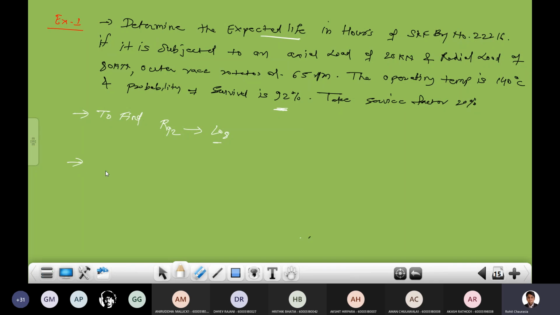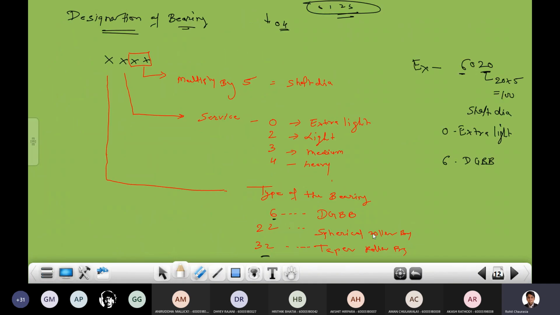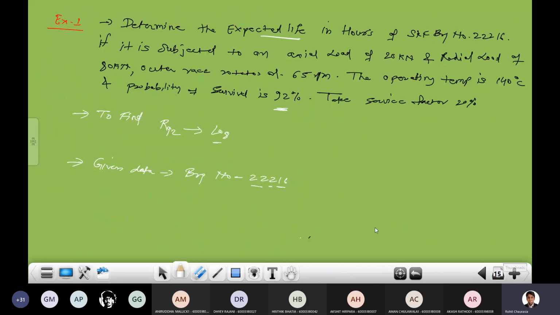If I go through the given data, they have given the bearing number, that is 22216. By multiplying the last 2 digits by 5, you will get the shaft diameter. This is the light service, and the 22 is, as I already said, the spherical roller bearing. So this bearing type is known. By this bearing number, one thing we know is the type of the bearing.